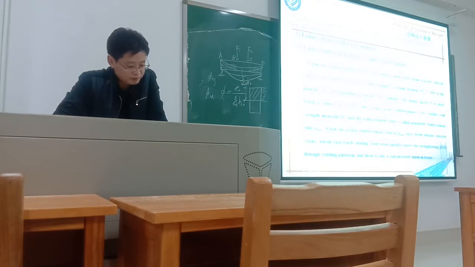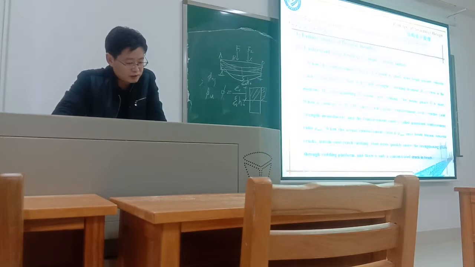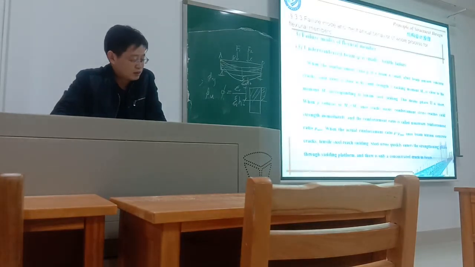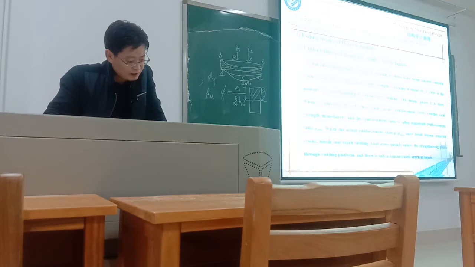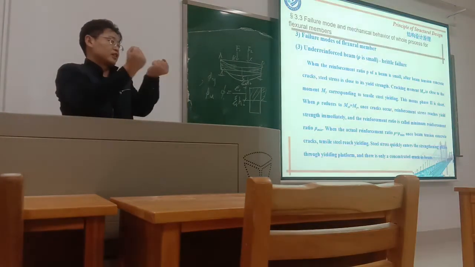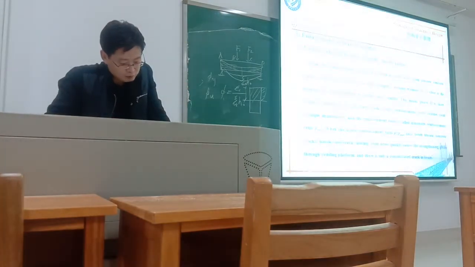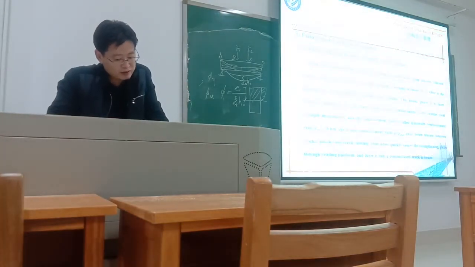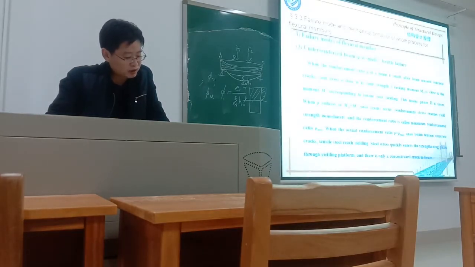Under-reinforcement beam, the rho is too small. It is also a brittle failure. We said it is more dangerous. When the reinforcement ratio of the beam is small, after the tensile concrete cracks, the steel stress is close to its yield strength. So once the crack appears, suddenly the steel reaches yield. The crack moment M_crack is close to the moment M_yield, corresponding to the tensile steel yielding.